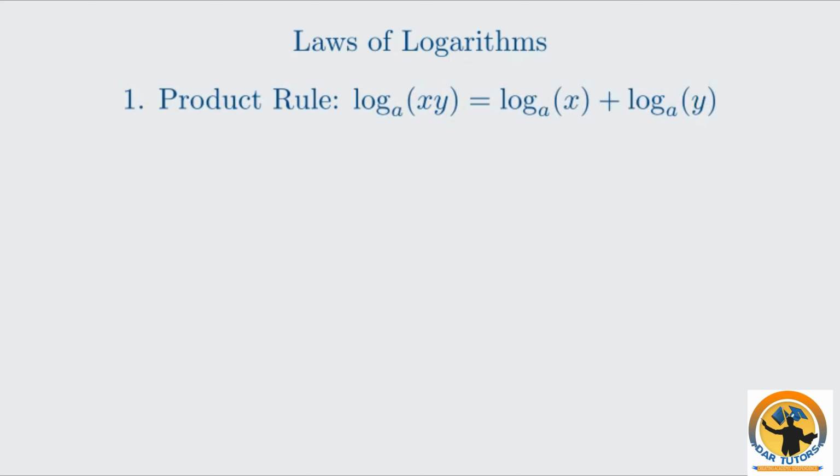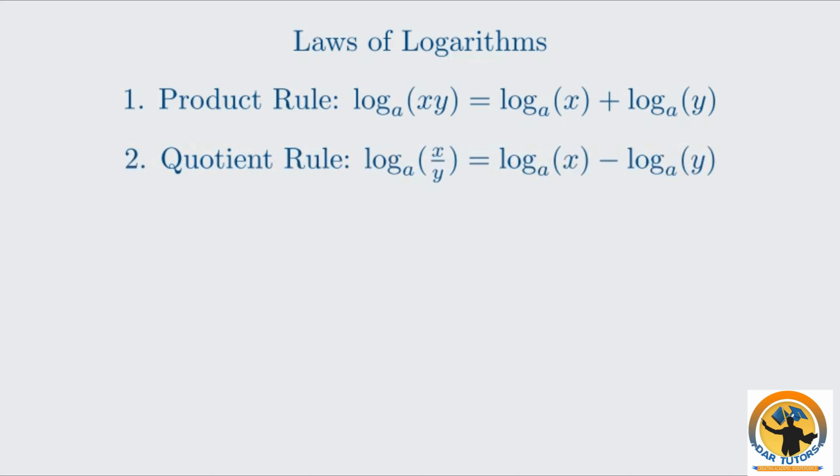So log base a of x times y is equal to log base a of x plus log base a of y. The second law is the quotient rule. It states that the logarithm of a quotient is the difference of the logarithms. So log base a of x divided by y is equal to log base a of x minus log base a of y. The third law is the power rule.